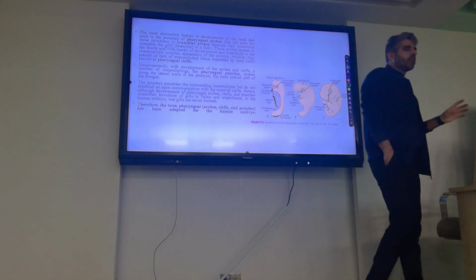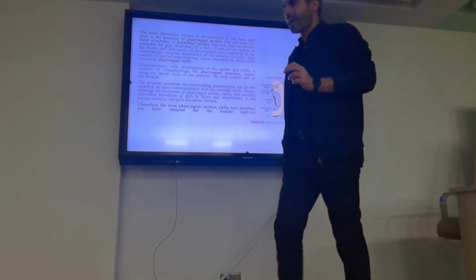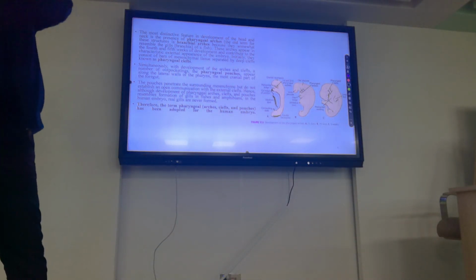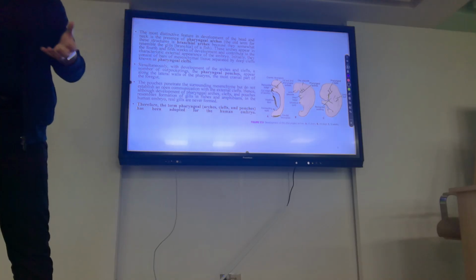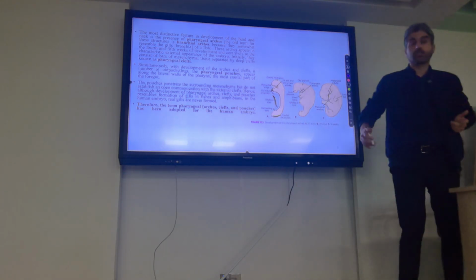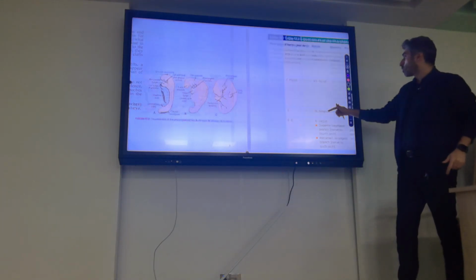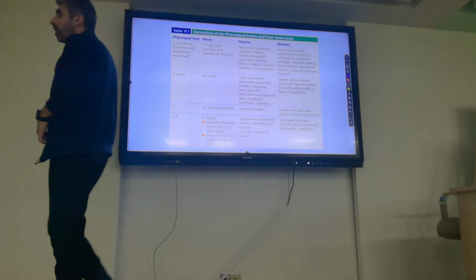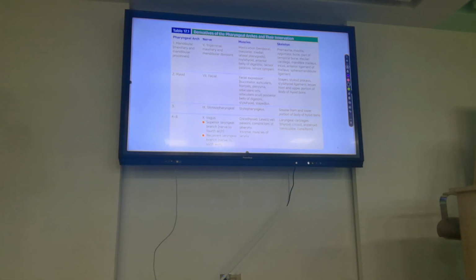So these arches have ectoderm, mesoderm, endoderm. So it's related to the neural crest. It's related to the lateral plate mesoderm, like bones, muscles. So let's see what these arches can make. I told you, this table is important. We have 5 arches now.